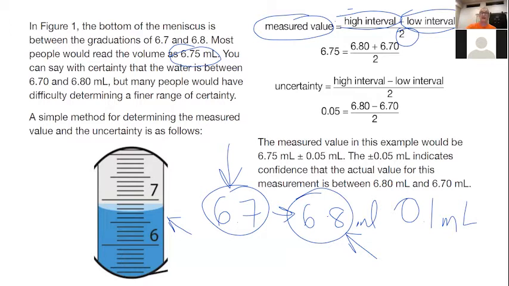So we would say that the measurement here is whatever you said it was, 6.75, 6.74, 6.76, plus or minus 0.05 ml. So that's the uncertainty expected for that particular measurement. Now, if that isn't accurate enough, then you would use a different piece of equipment.